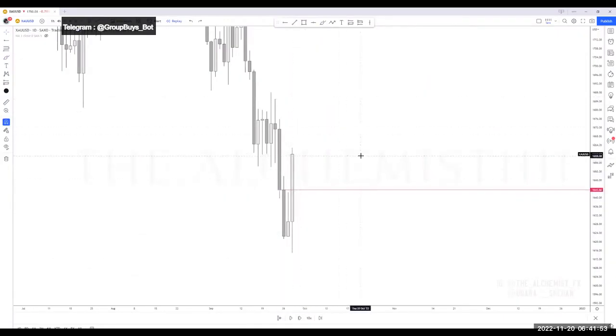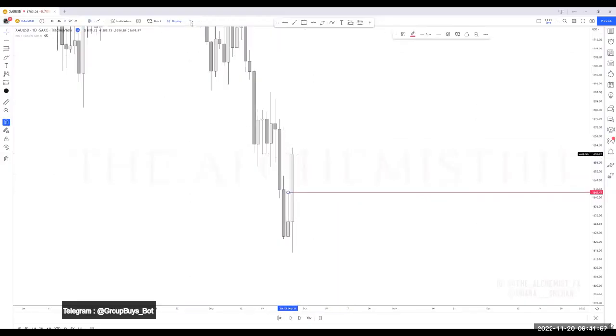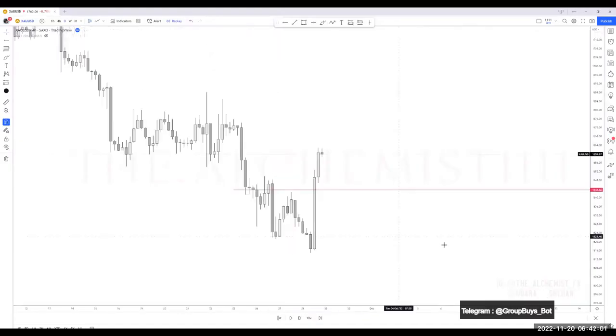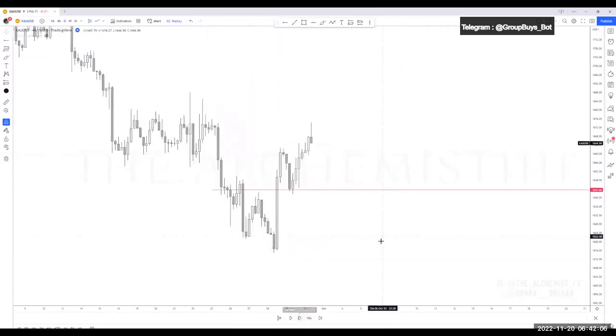So if you know smart money, you can do a little bit of refinement into this imbalance. You can even do something like this, you can even do that. But let's just stick to SNR. So what happens? It comes into that, and starts to fly.